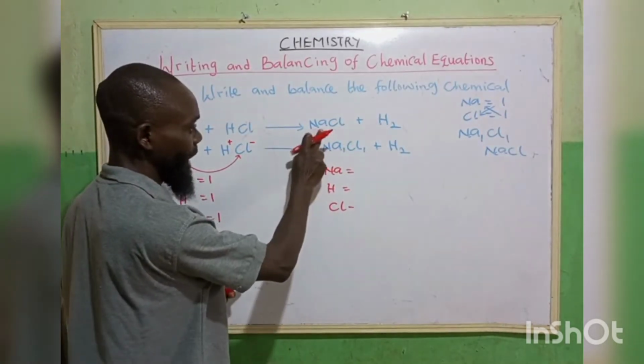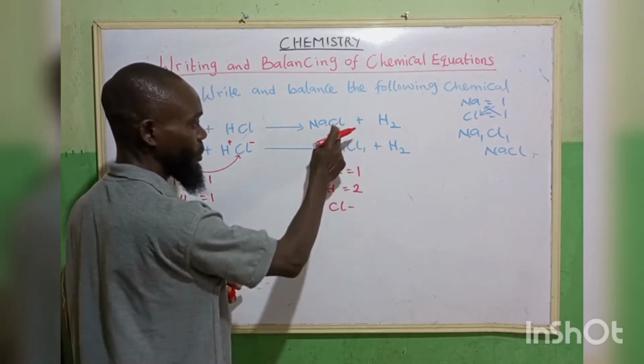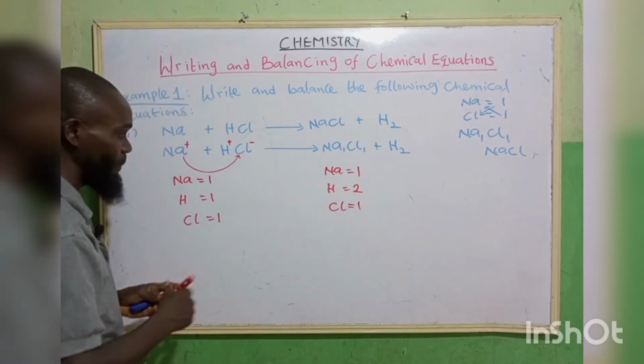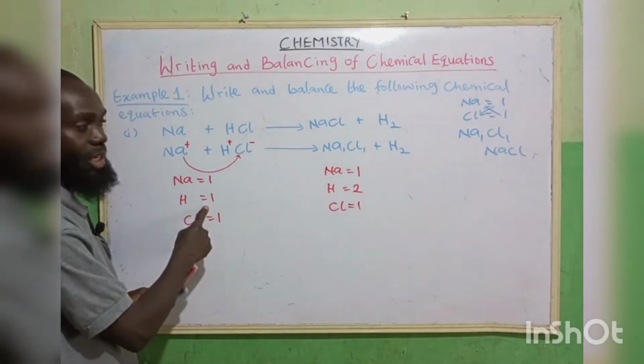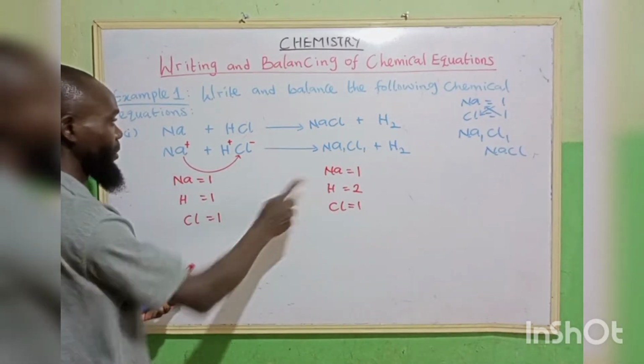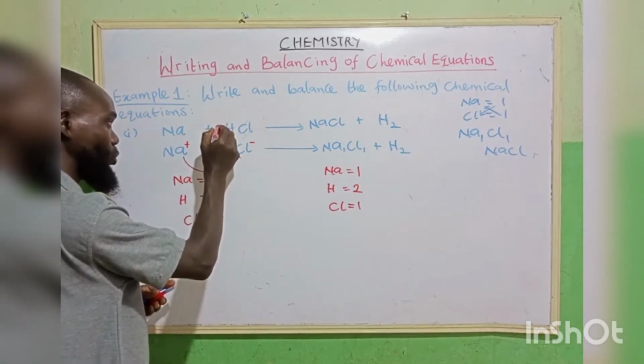How many sodium do we have here? We have 1. How many hydrogen? We have 2. How many chlorine? We have 1. So when we look at this, you can see that there is a difference between hydrogen here and hydrogen here. So I have to make sure this hydrogen becomes 2 as this. Coming to this equation, we have hydrogen here. So I have to balance this with 2 here.